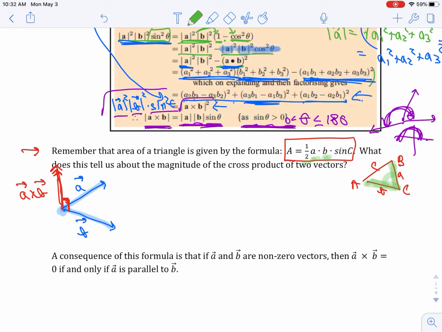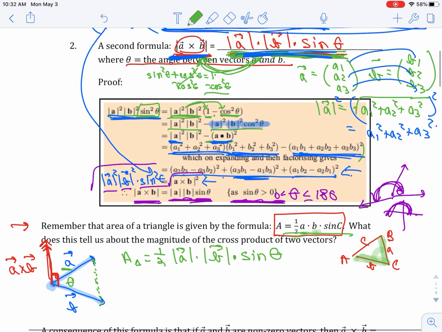So if we go over here, and I turn this into a triangle by connecting the tips of these two vectors, then I do have a triangle, and this is my angle between them right here. And so I can say that the area of this triangle, using this formula, is 1/2. Now, what I need here is the magnitude, because this is the length. So I need the magnitude of A times the magnitude of B times the sine of the angle between them, which is theta.